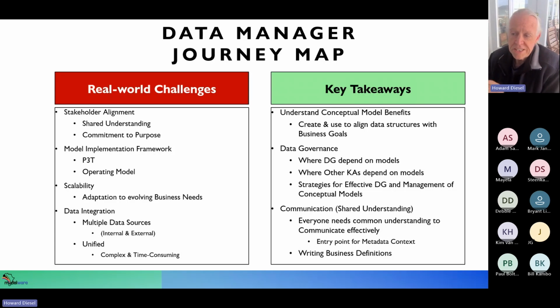And then we talk about data integration. That's another aspect which is a real world challenge. How do we integrate data from many different sources if we don't have a model of the data or the target system that we want to go to? How do we achieve that? So those are some of the challenges that a data manager needs to address. Now, the key takeaways for data manager at the end of the day is how do you understand and explain the conceptual modeling benefits to an organization? Okay.